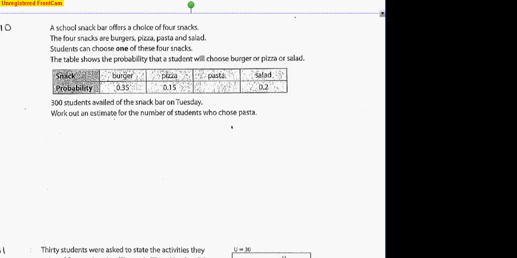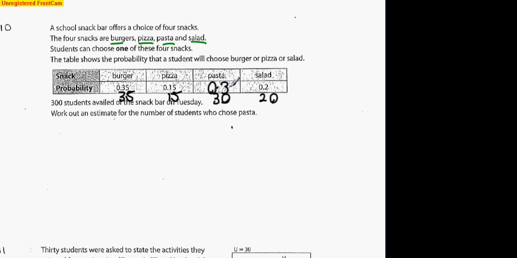The school snack bar offers a choice of 4 snacks. The 4 snacks are burgers, pizzas, pasta and salads. Students can choose from one of the 4 snacks. The table shows the probability that a student will choose a burger or pizza or salad. So once again, 35%, 15%, 20%. When you add that together, it leaves 30% left over. 30% left over is 0.3.